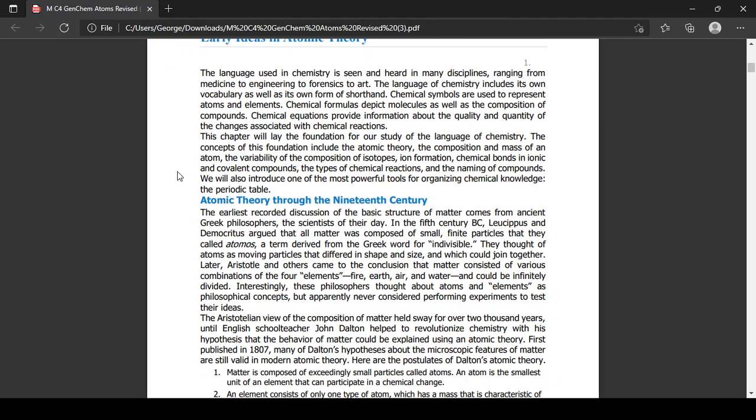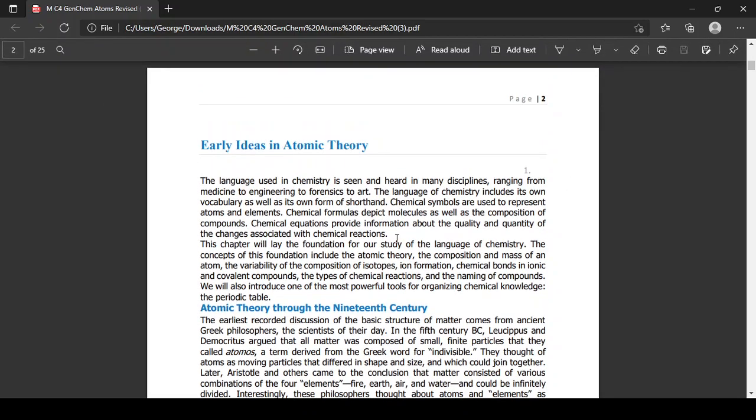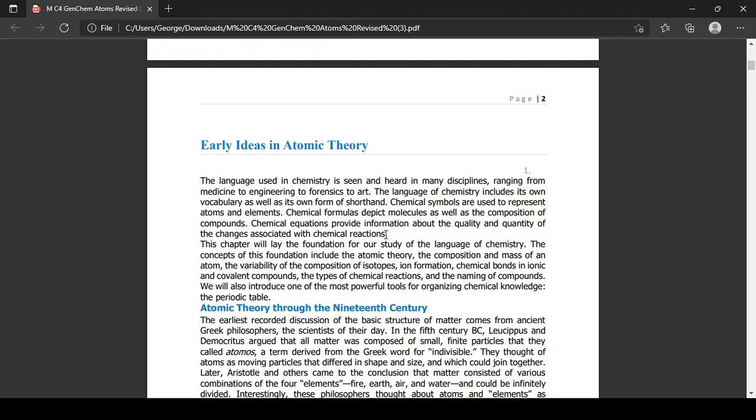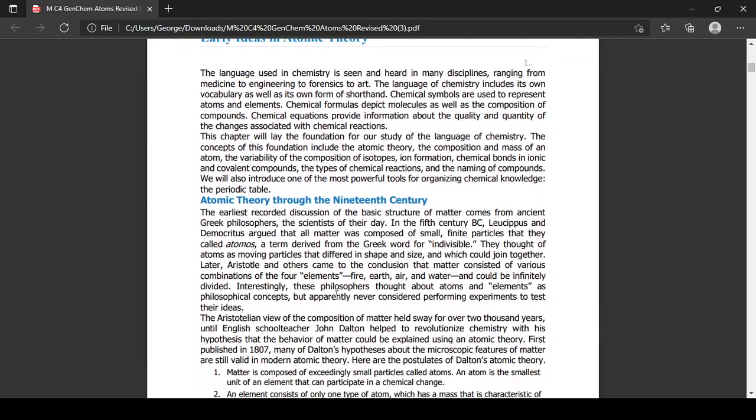So, atomic theory through the 19th century. In this chapter, we will be discussing your atoms, the composition and mass of your atom, the symbols, the bonding of your ionic and covalent compounds, and chemical reactions, so that we know the language of chemistry. First, your atomic theory through the 19th century.